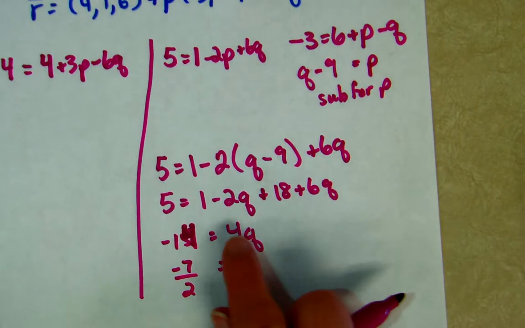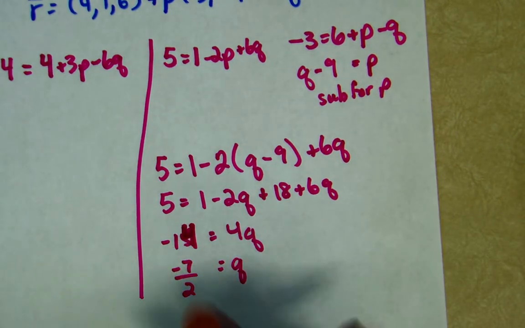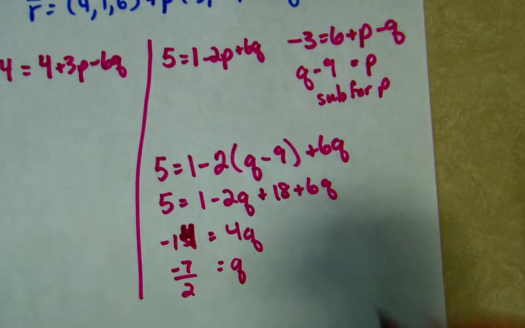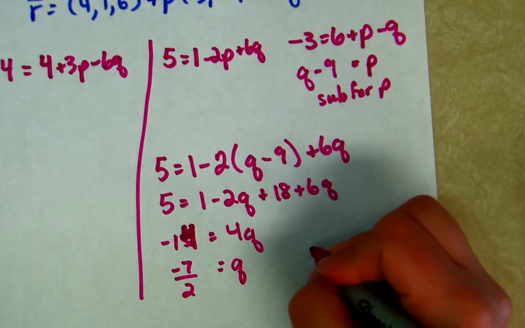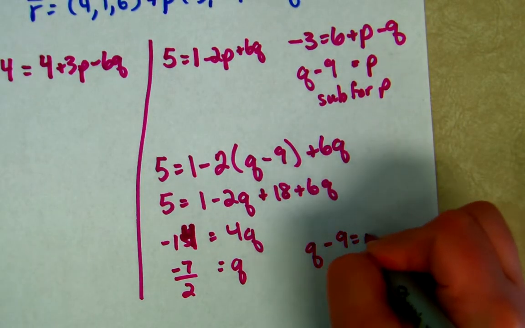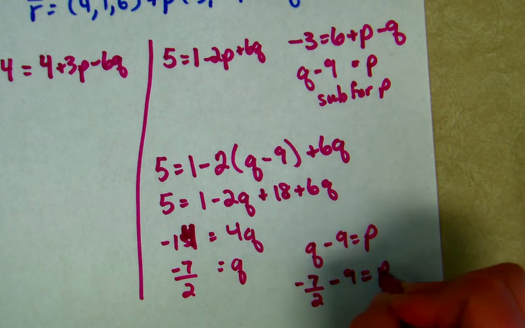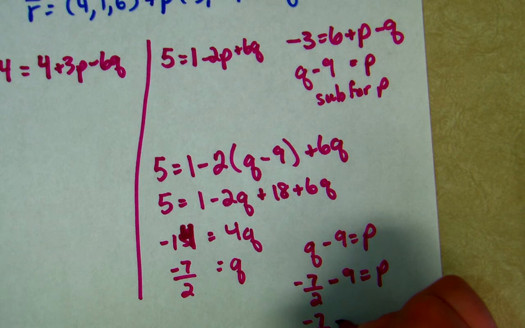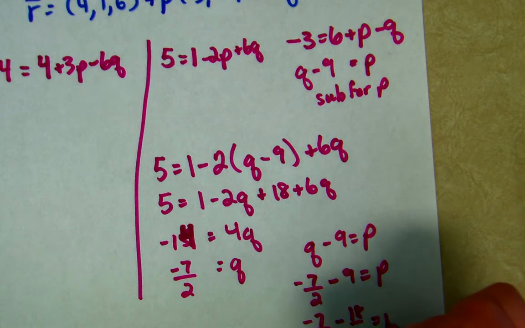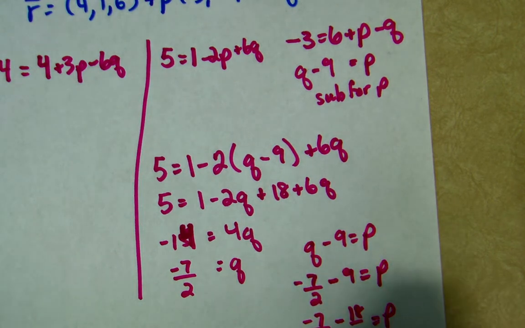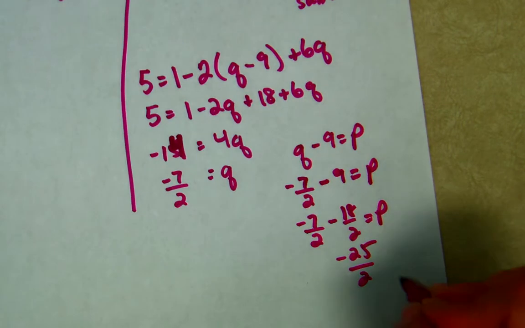If I reduce to lowest terms, I brought the 4 over and divided. And then I reduced. And then p is going to be q minus 9. So -7 over 2 minus 9. So that's going to be -7 over 2 minus 18 over 2. So p would be -25 over 2. Sorry, you can't see that.